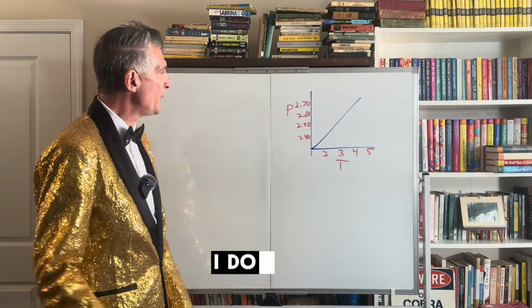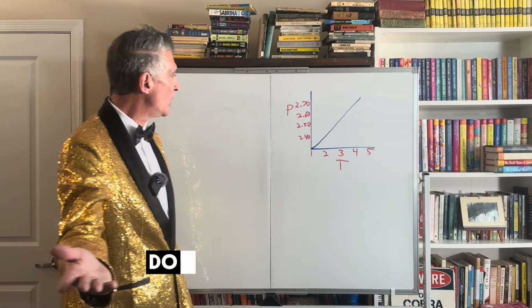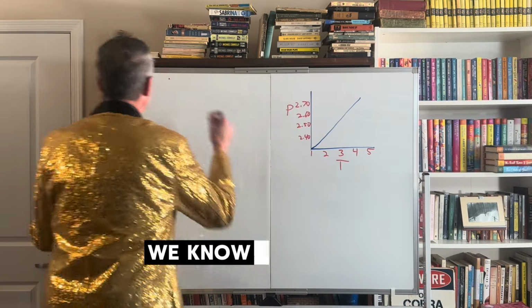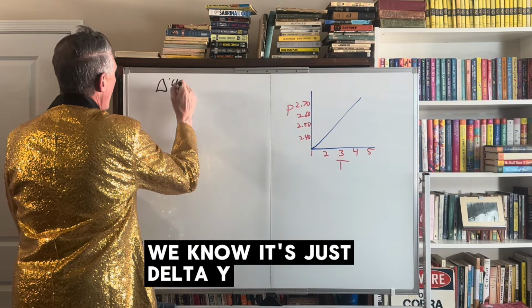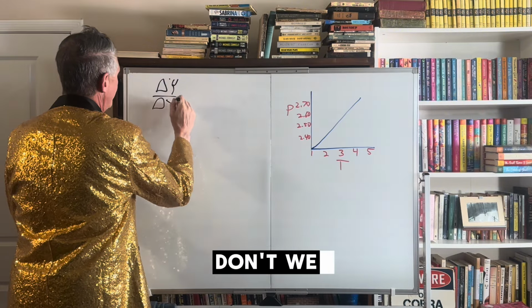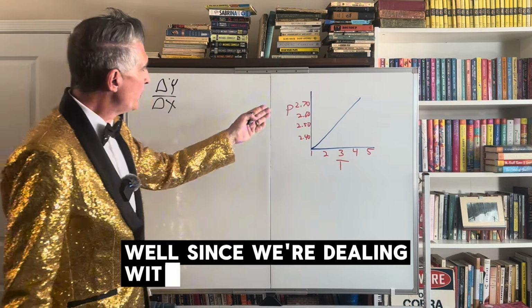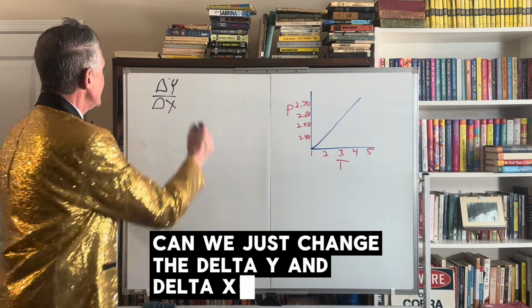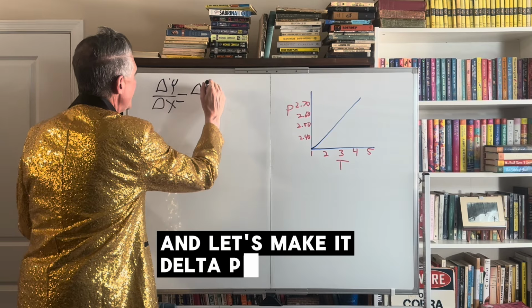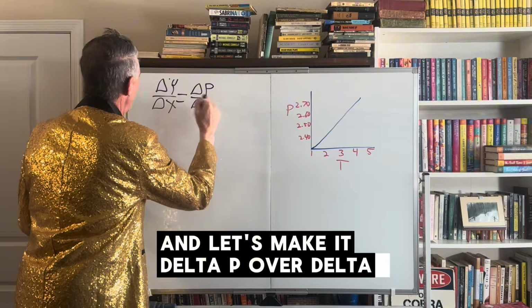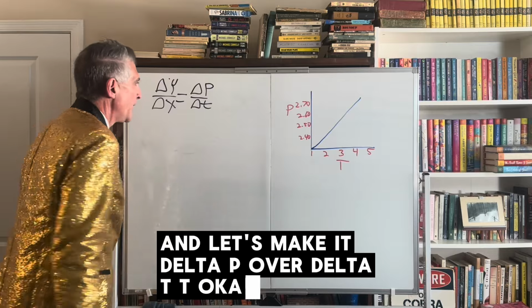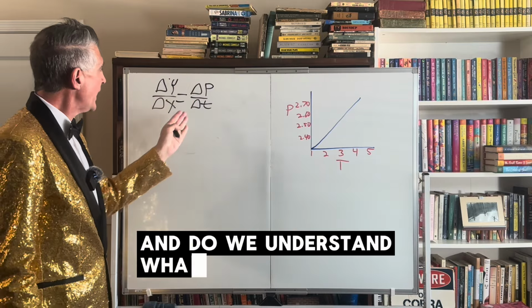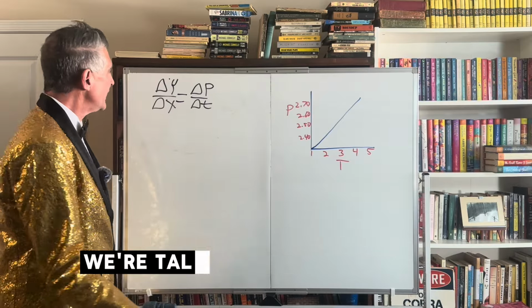Well, we know how to calculate the slope of a line, don't we? Sure we do. What is it? Well, we know it's just delta y over delta x, don't we? Well, since we're dealing with price and time, can we just change the delta y and delta x, and let's make it delta p over delta t, okay? And do we understand what I mean when I say delta? We're talking about the change.